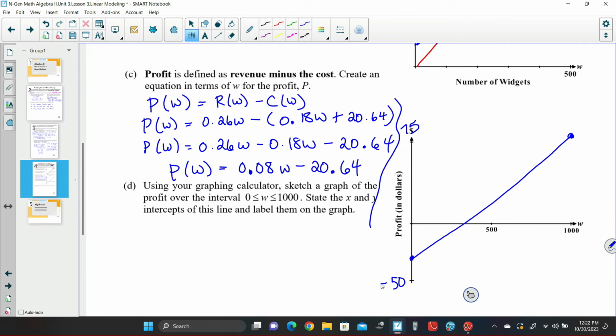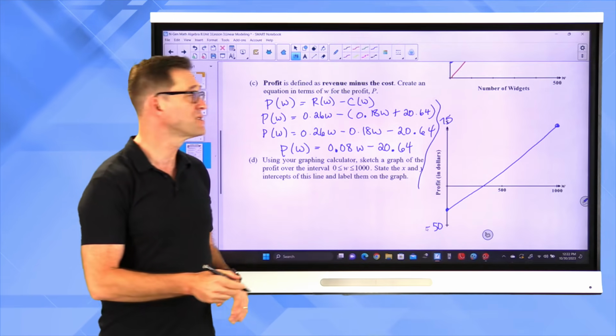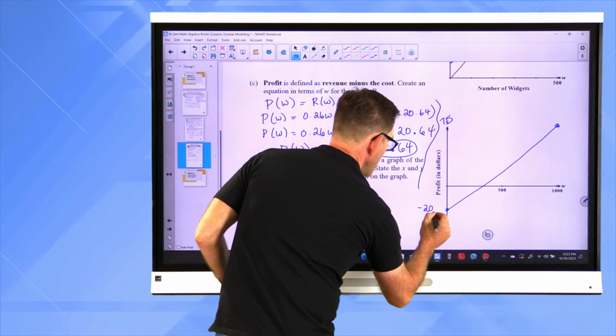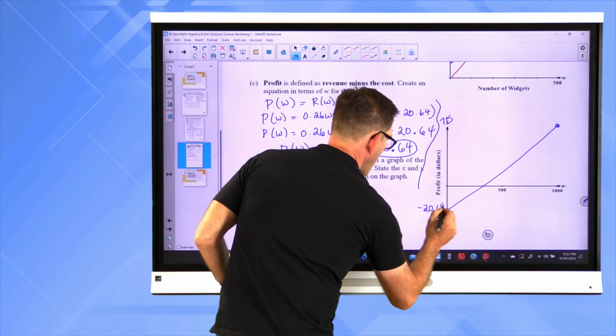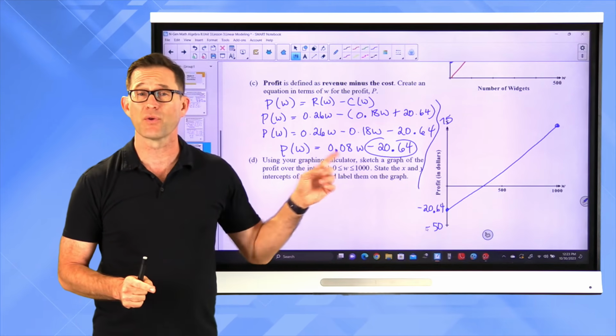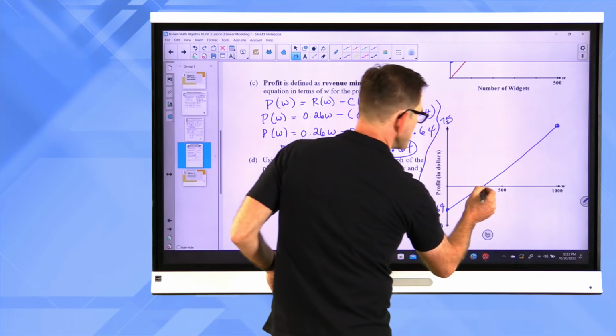Now, it also said for us to label the y-intercept and the x-intercept. The y-intercept we already know. That's negative 20.64. If we really needed to, we could go into a table and look at it, but we should know what the y-intercept is. Now the x-intercept, right, another name for that is the 0.